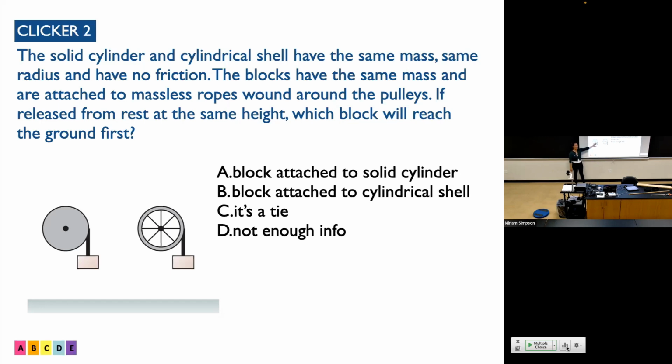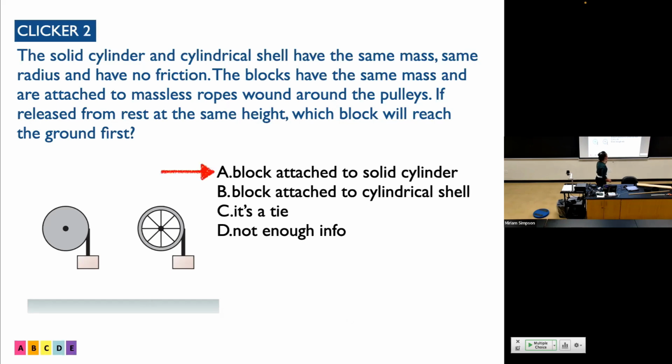Bigger acceleration, which means faster, right? So it's going to drop to the ground faster because it accelerates faster. Because remember, it's easier to spin in this configuration than in this configuration. So this one spins faster and drops slower. Bigger moment of inertia means it's harder to turn it. So the answer is going to be the block attached to the solid cylinder, which is A.